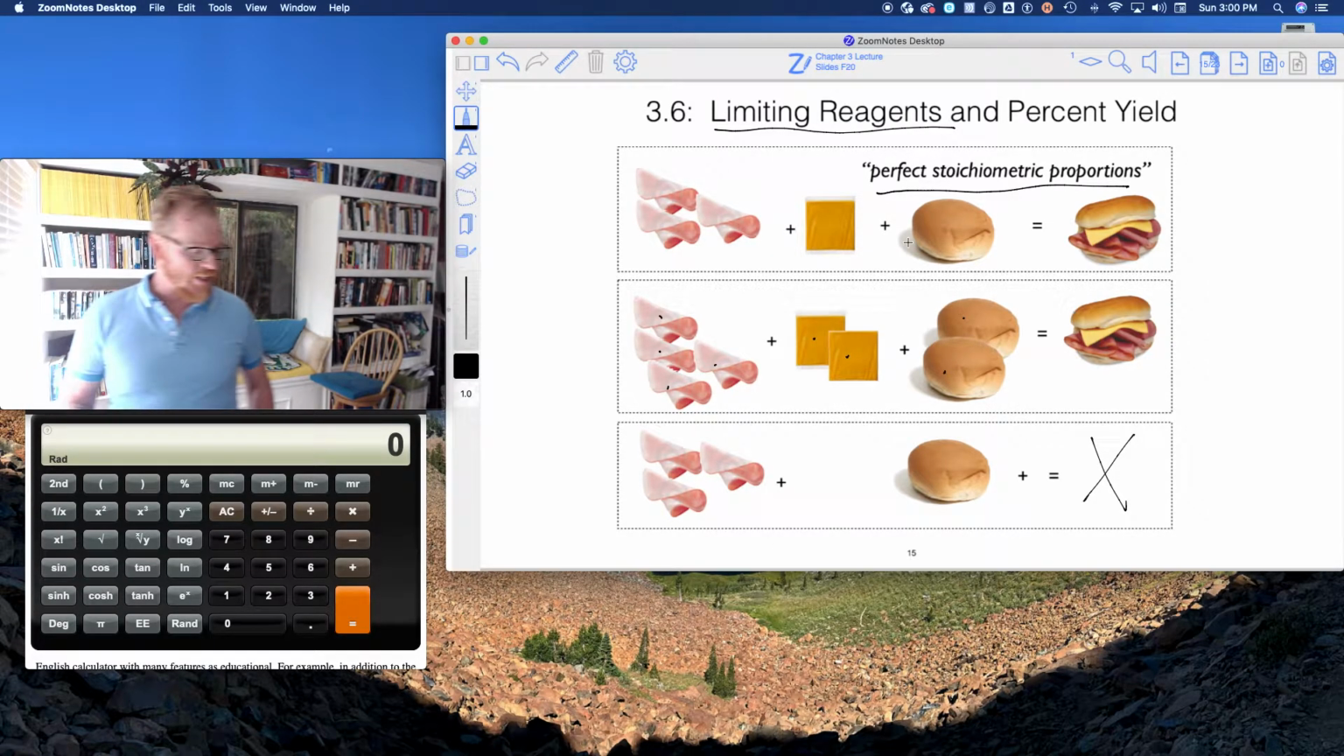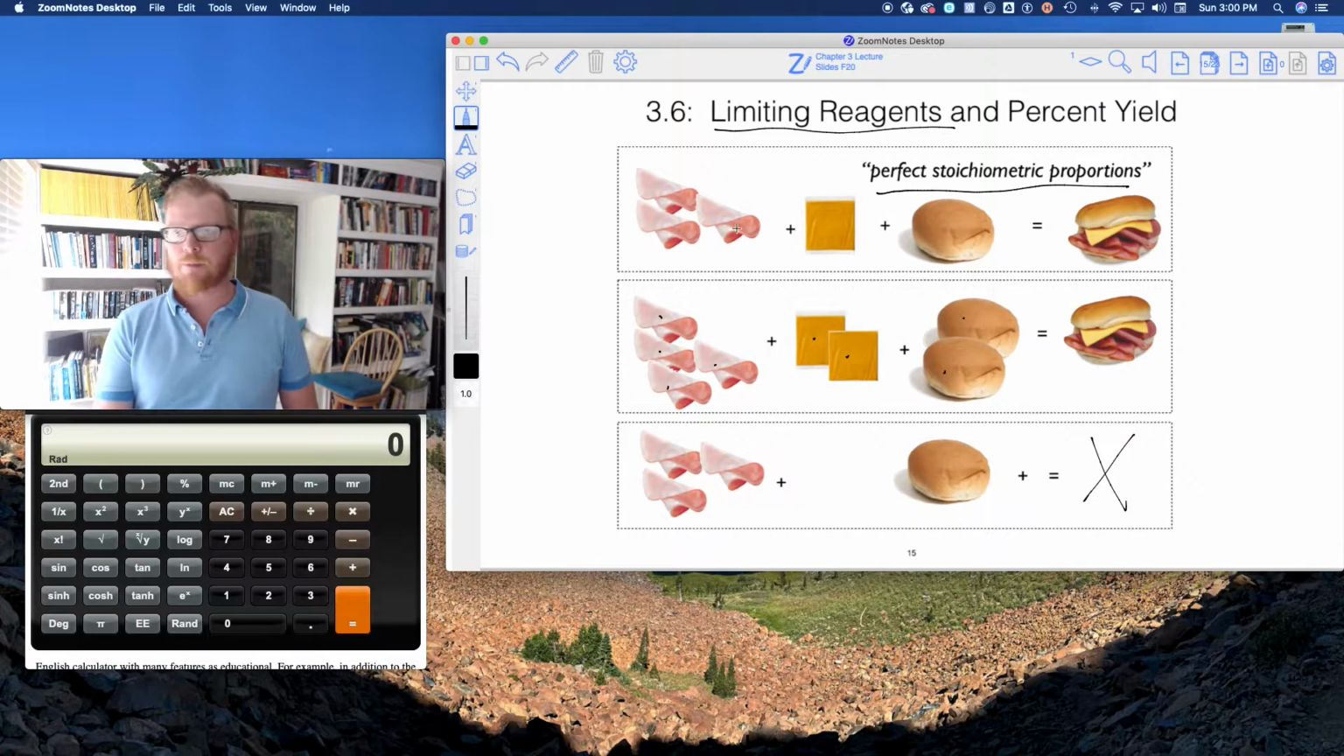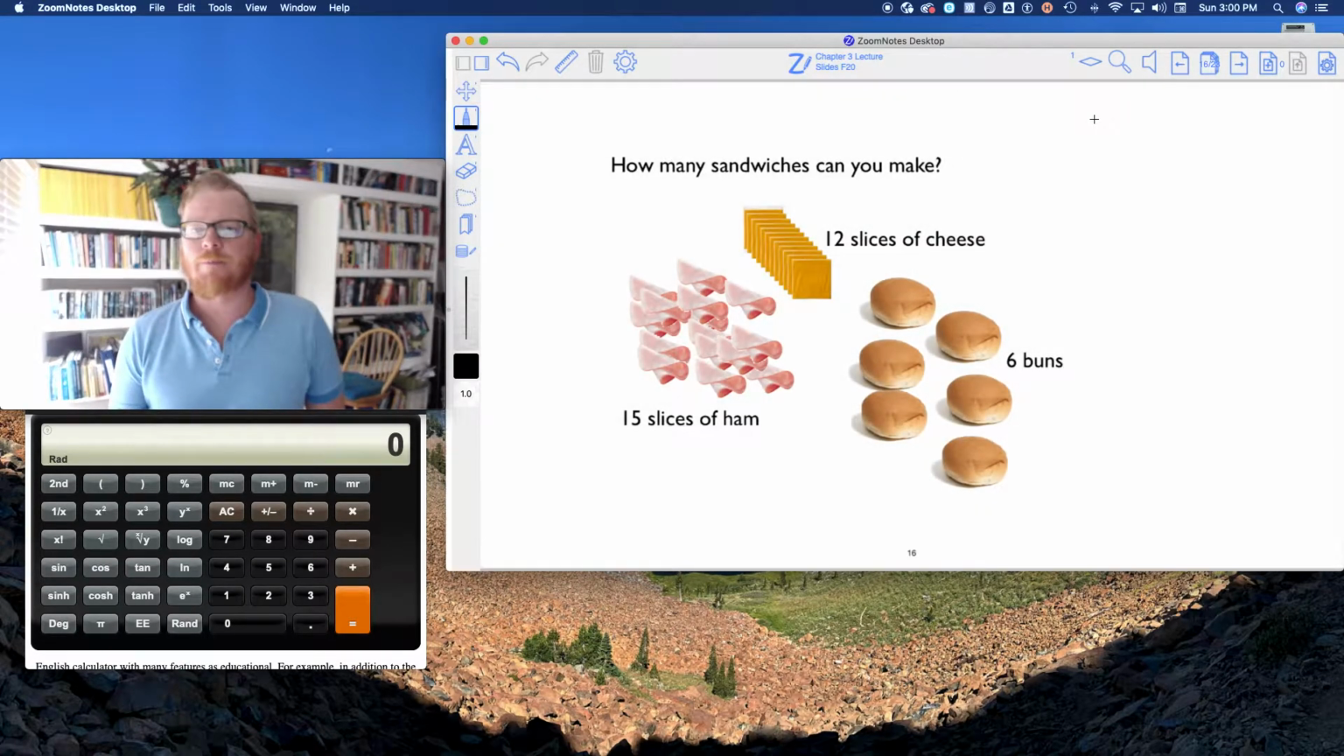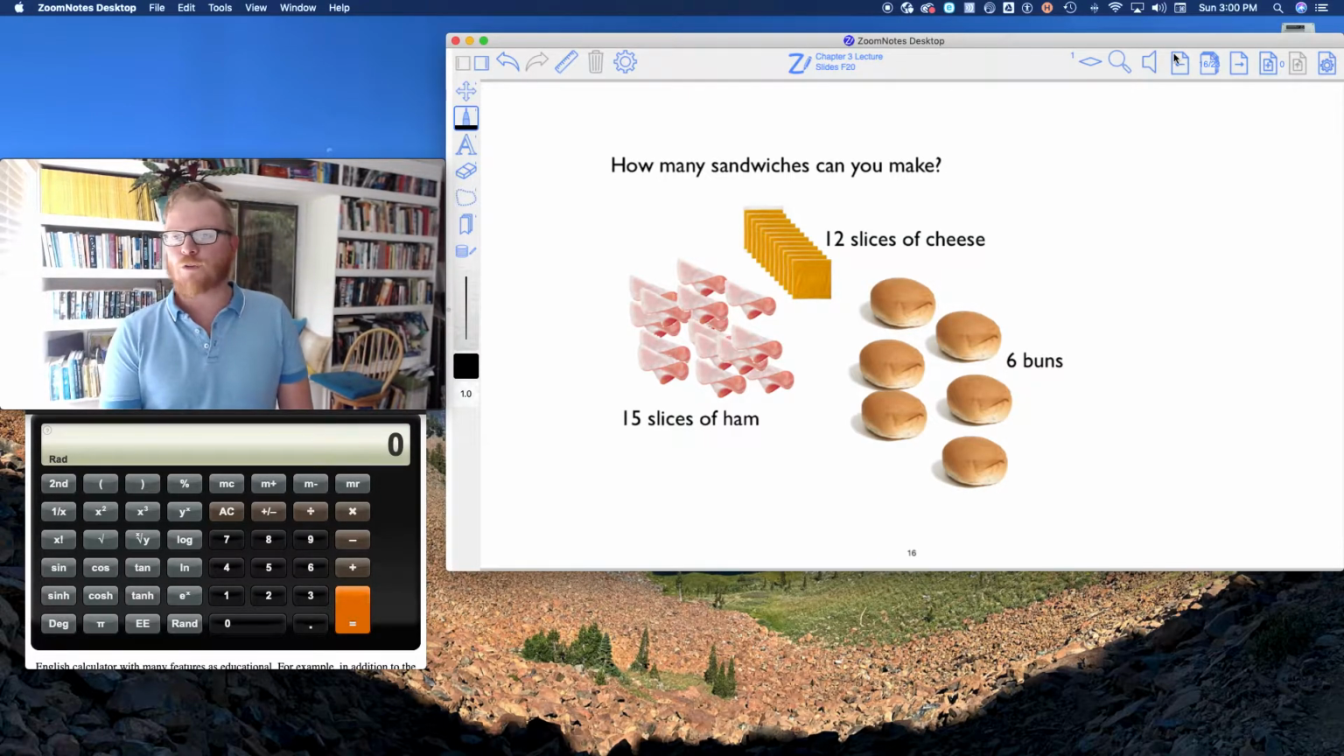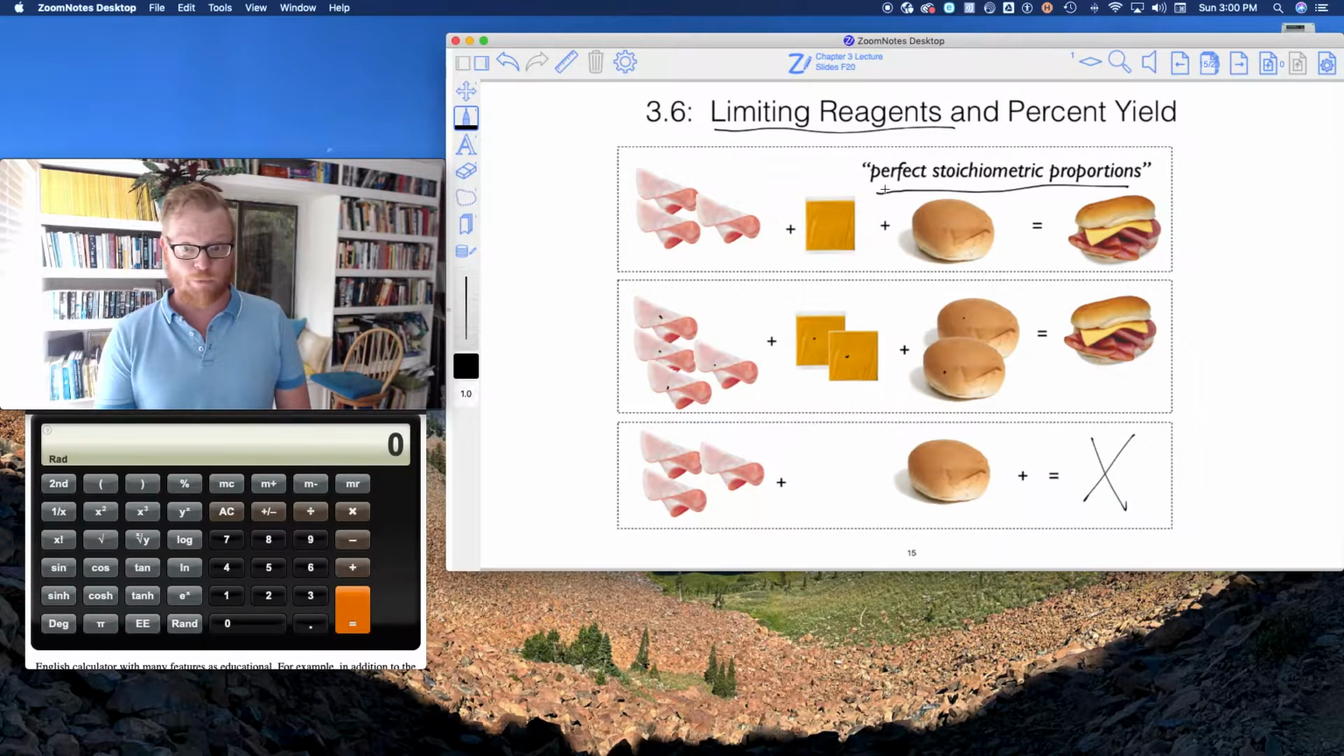It's going to be no different than this example, okay? So let's test it out. How many sandwiches can we make if we have 12 slices of cheese and 15 slices of ham and 6 buns, okay? Well, we know from this previous slide that we have this perfect stoichiometric proportion. We have a recipe or a ratio, right? We have 3 hams and 1 cheese and 1 bun. And that makes 1 ham and cheese sandwich, okay?